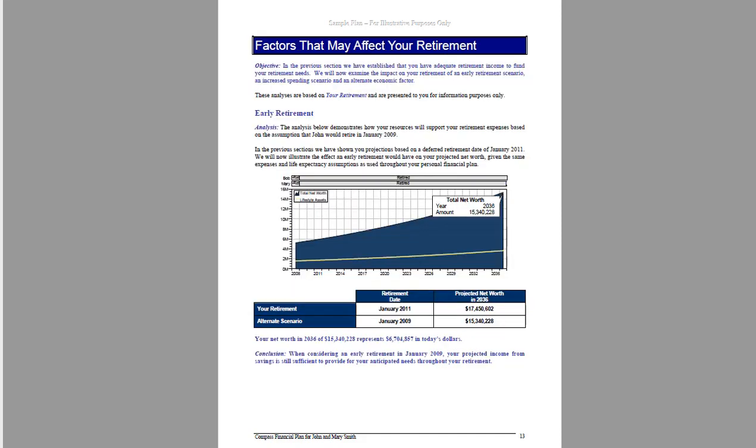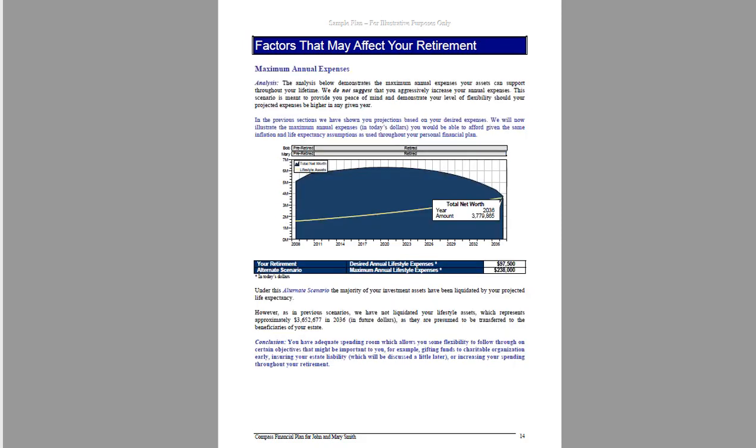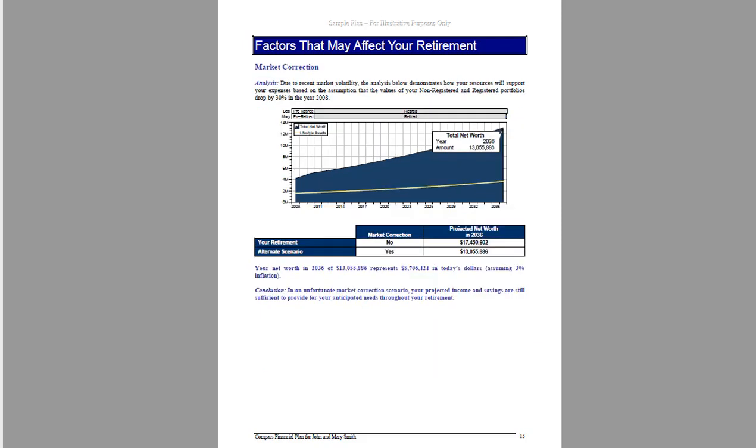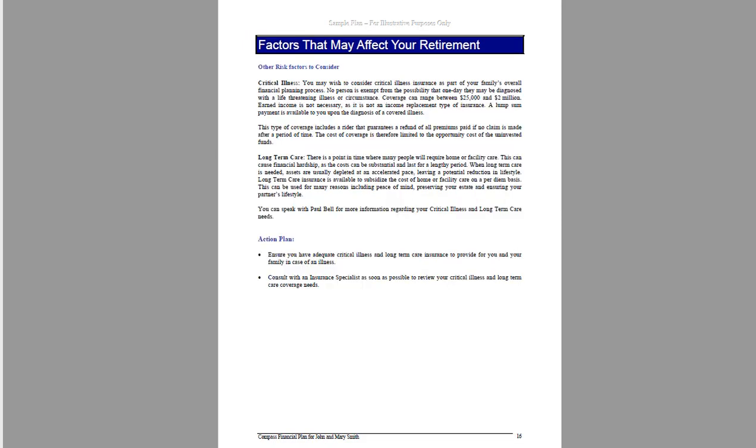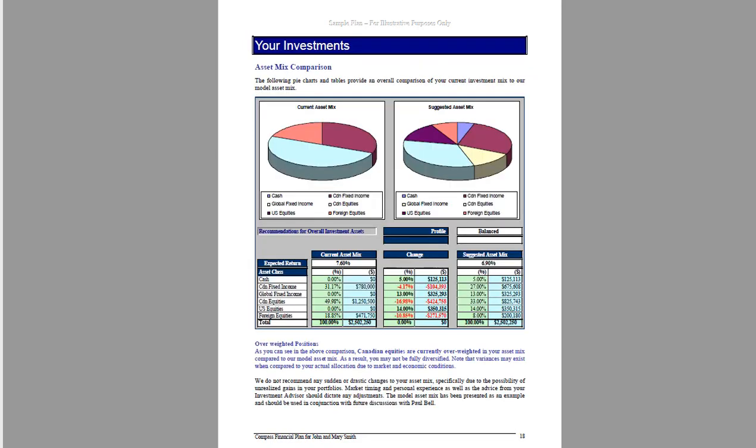Again, factors that may affect your retirement. Early retirement is a factor that may affect retirement. Looking at some maximal annual expenses. Market corrections is another factor that may affect retirement. Other risks, and then talking about investments.